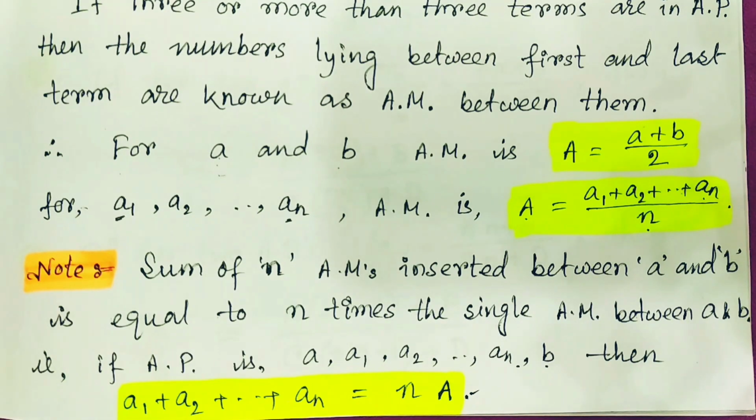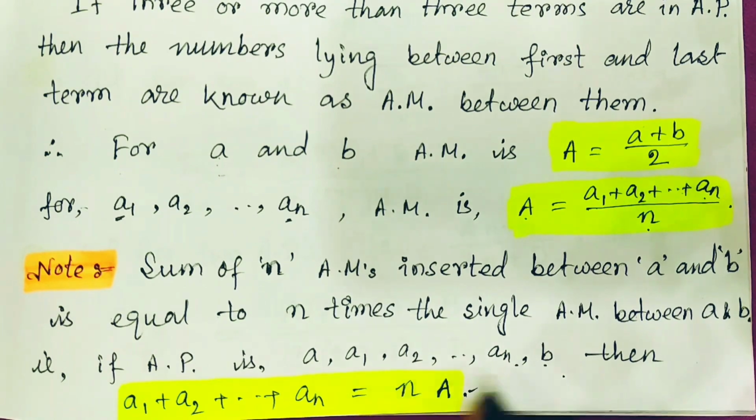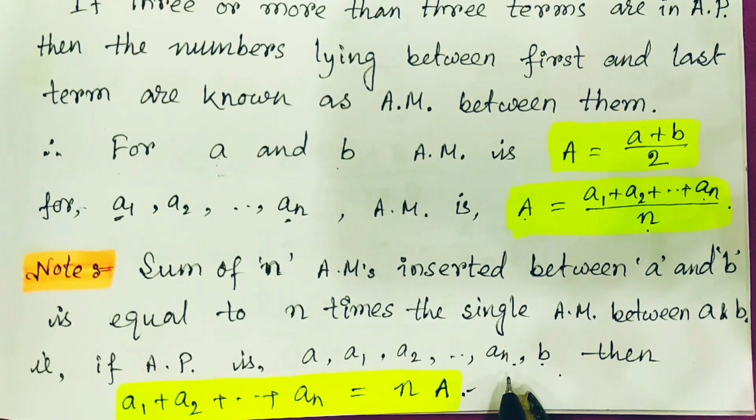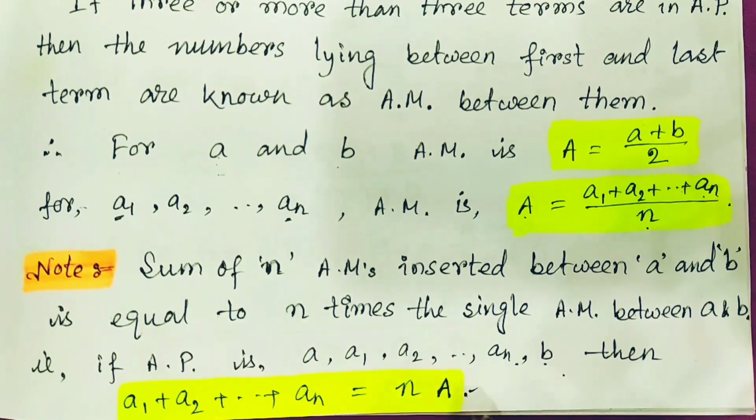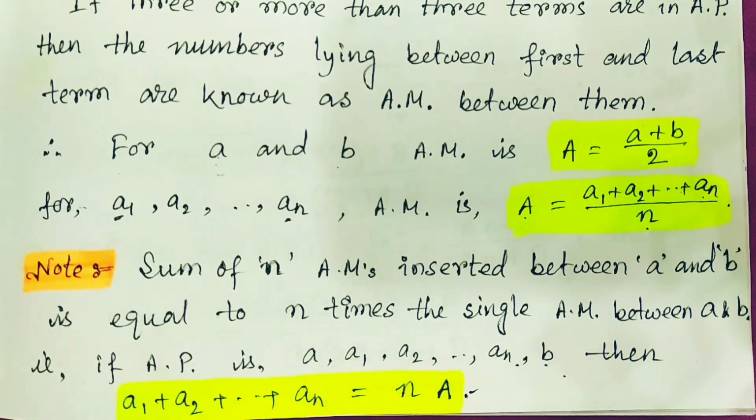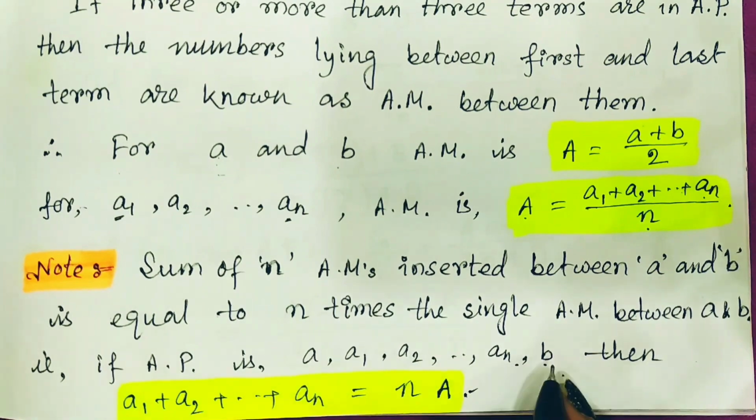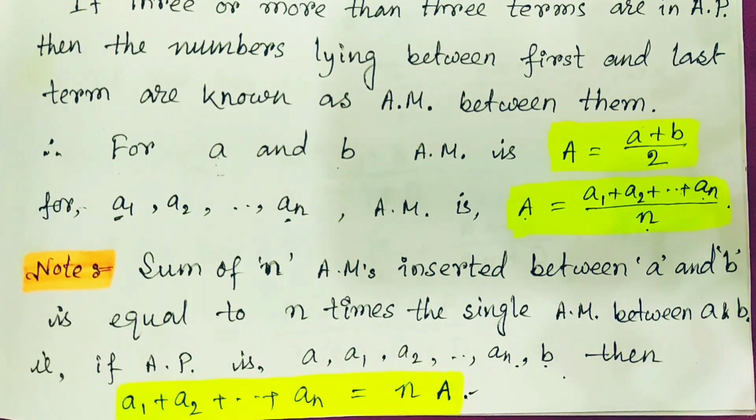Just remember, if two terms are defined and you want to insert n means in between them, then this is the formula, and it is the total summation of these n means. That's all. But how to insert these n terms between the two given terms, which are in AP, is the main thing. So now we are going to find out how to insert n terms between A and B, where A and B are in AP.